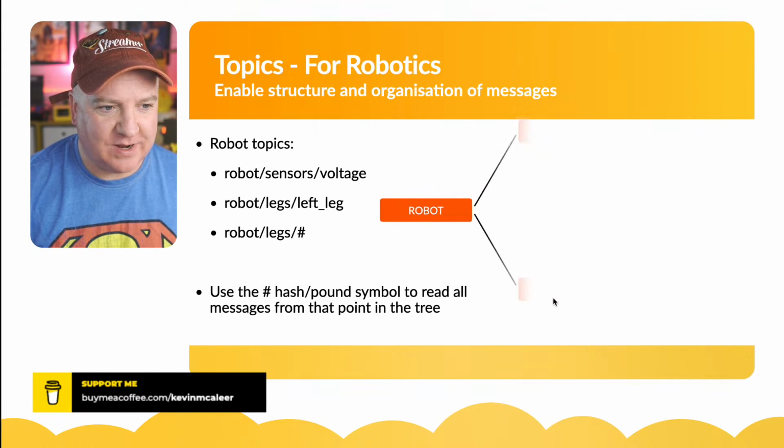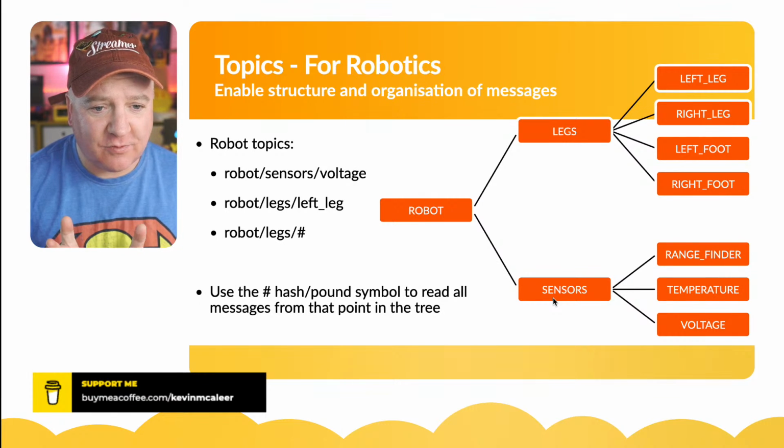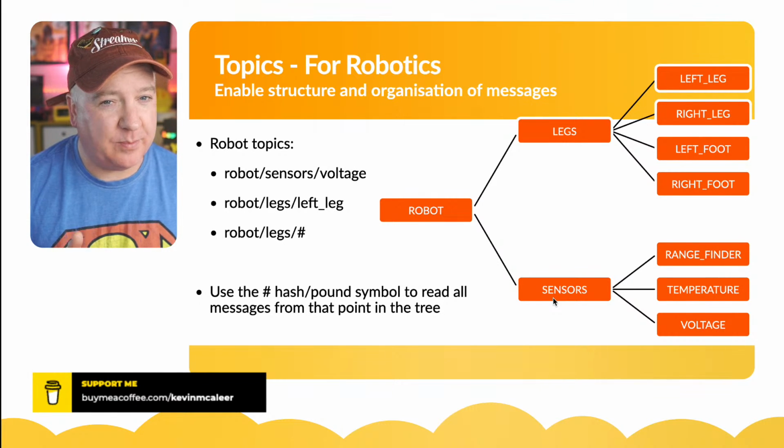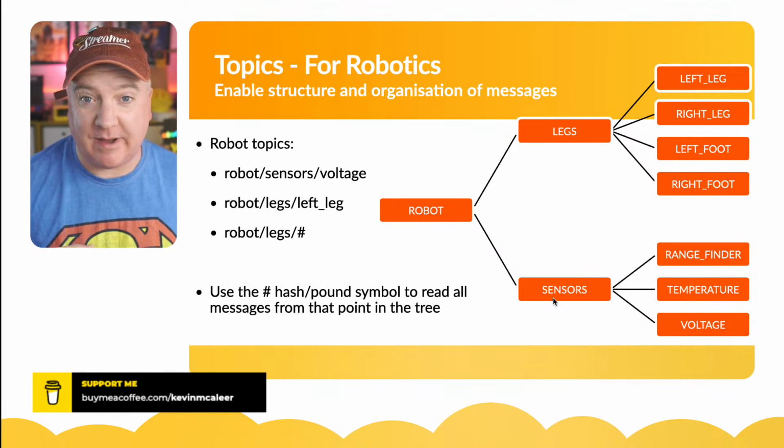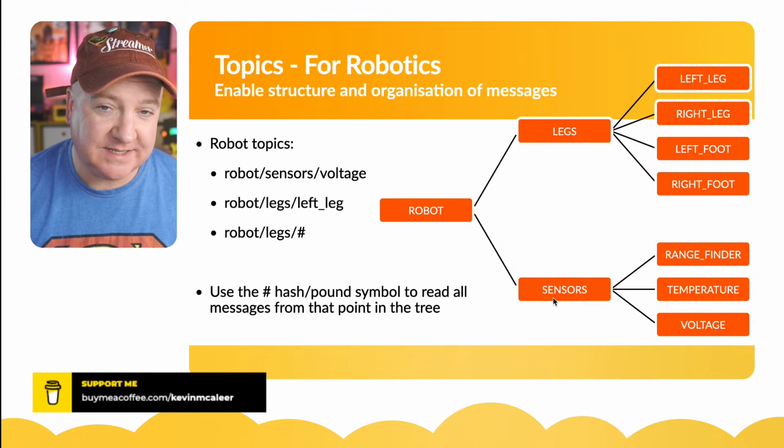So don't worry if that didn't quite sink in there. So for robotics, we would have things like the particular robot that we're talking to, because we might have more than one listening to our MQTT broker.